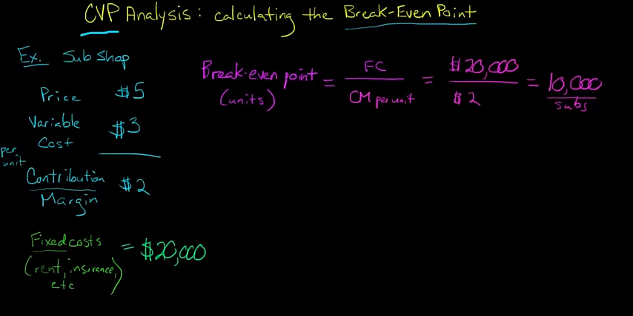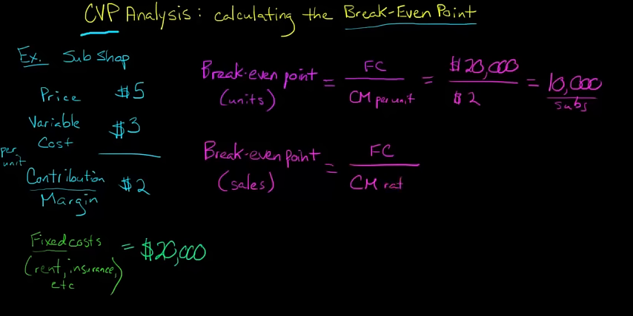So, but there's another way to think about the break-even point. So instead of thinking about the break-even point in terms of the number of subs that we have to sell, we could also think of it in terms of the actual sales dollars that we would have to ring up on the register before we would break even. So the formula is very simple here. So now again, it's fixed cost, just like before, but now we're going to divide by something called the contribution margin ratio.